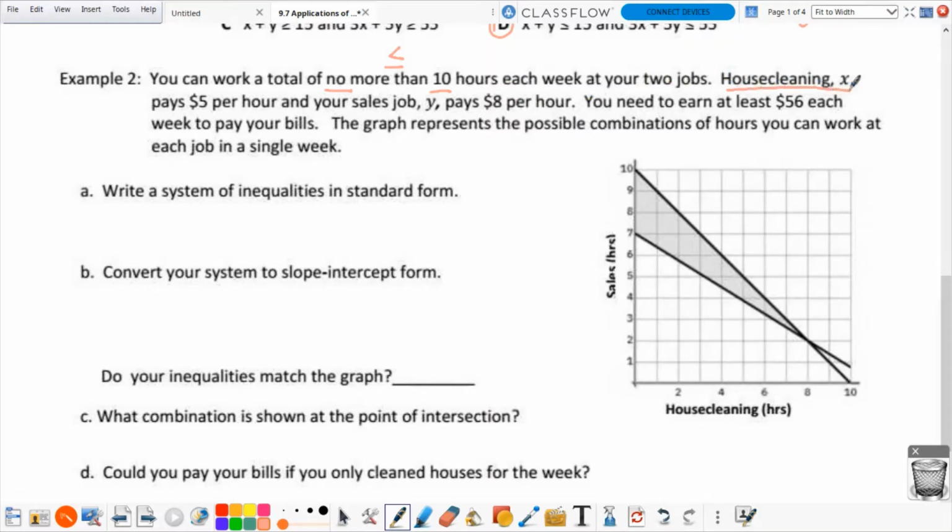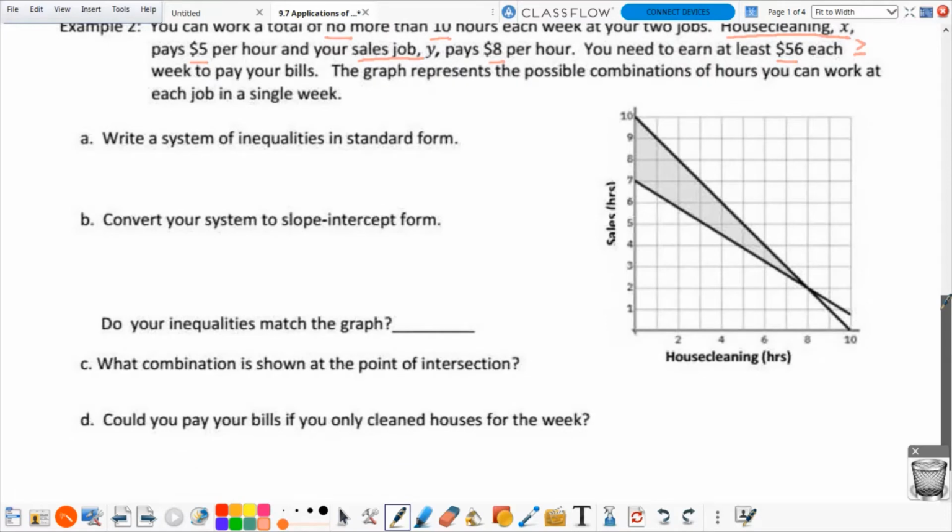House cleaning, X, pays $5 an hour, and your sales job, Y, pays $8 an hour. You need to earn at least $56. So if it says at least 56, that means we can earn more than 56 or equal to 56, but it's got to be at least 56, which is going to be greater than or equal to 56 to pay your bills. The graph represents the possible combinations of hours you can work at each job in a single week.